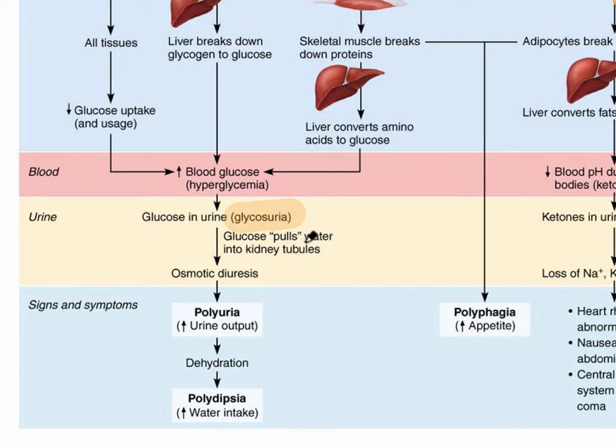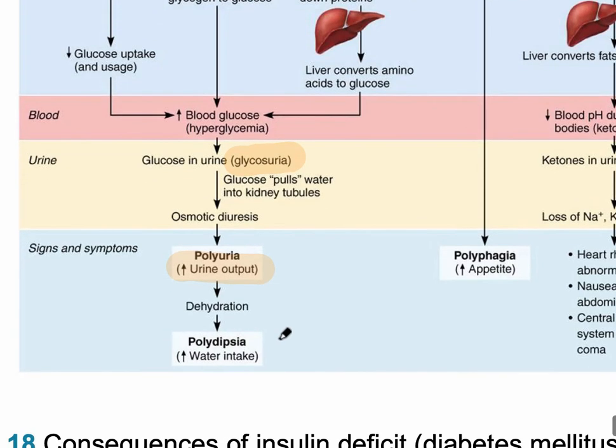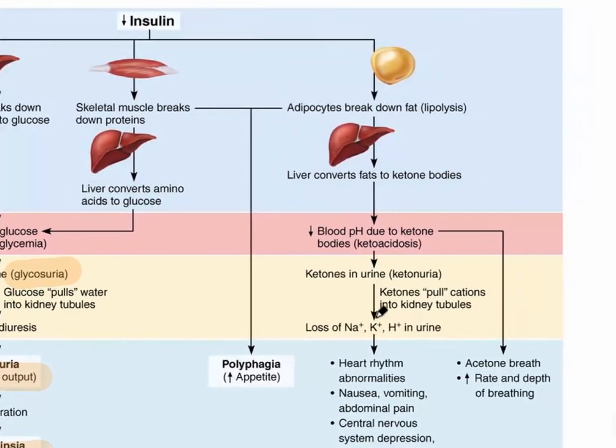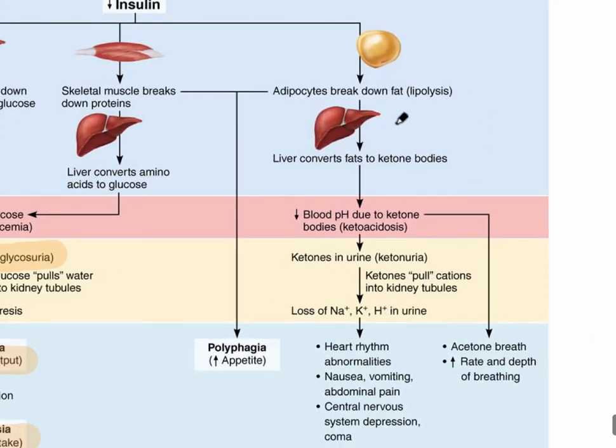So that's the polyuria, one of the symptoms of diabetes. And that's then going to lead to dehydration. The patient's losing a lot of extra water. So because of that, they're extra thirsty, and that's called polydipsia. Now also, the lack of insulin is going to affect the fat cells. So that causes the fats to be broken down into something usable, and that's called lipolysis.